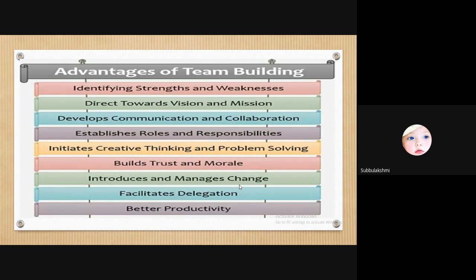The next step is directing towards vision and mission. This applies to a workplace environment. Every institution or corporate industry has its own vision and mission. Even an institution, when they are learners, has a vision and mission, so they can correlate their activities with the achievement, whether they meet the standards of the vision and mission of the institution.